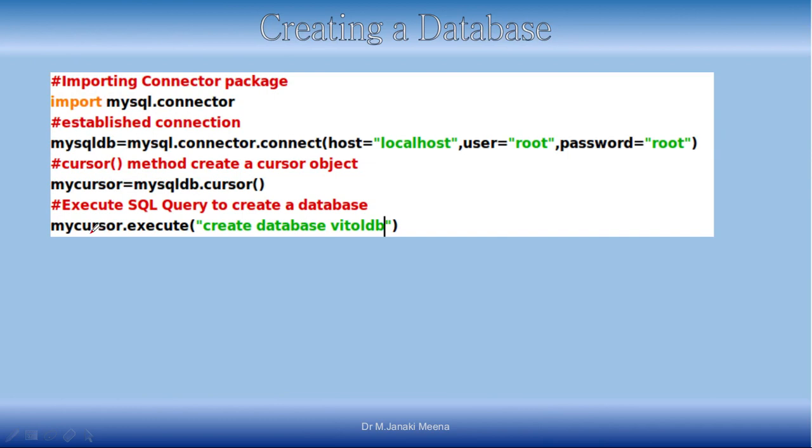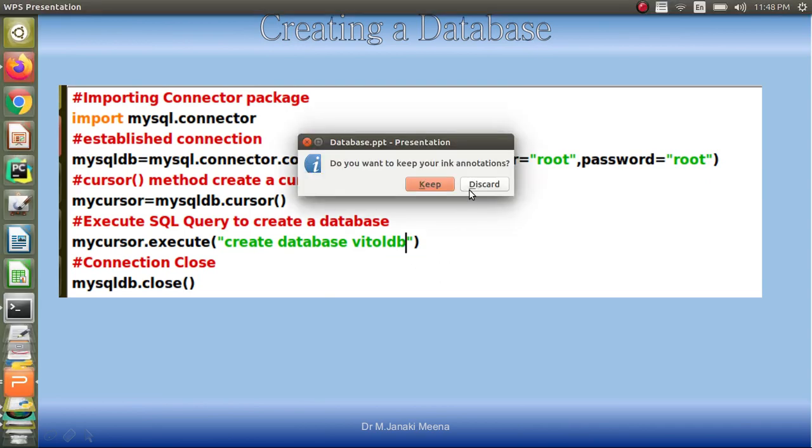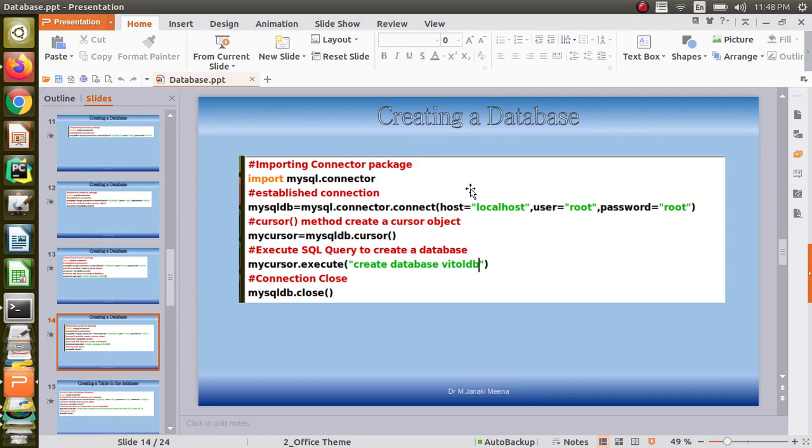Look carefully. I will use my cursor, the MySQL cursor object, and then I will call the execute function, to which I can pass the command. Here the command is create database followed by the name of the database. VitolDB is the name of the database which I am going to create, and after that I close the connection. Clear? So these are all the steps for creating the database.